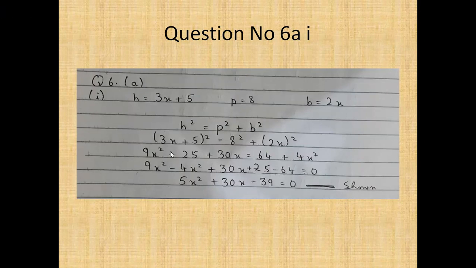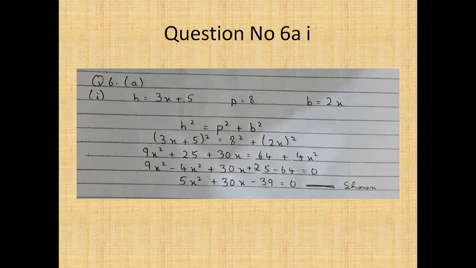Here I will open this with the identity: a plus b whole squared equals square of the first term plus 2 into first term into second term plus square of the second term. So the square of the first term will be 9x squared, the square of the second term will be 25, plus 2 into first term into second term, that will give you 2 into 3x into 5, that will be 30x, equals 8 squared which is 64, and 2x squared is 4x squared. So you will have 9x squared minus 4x squared plus 30x plus 25 minus 64 equals 0. So 5x squared plus 30x minus 39 equals 0.